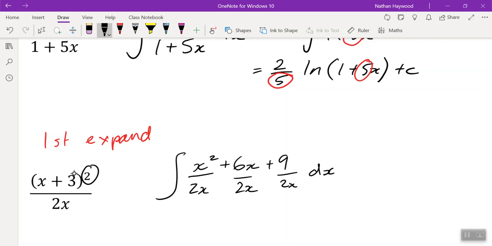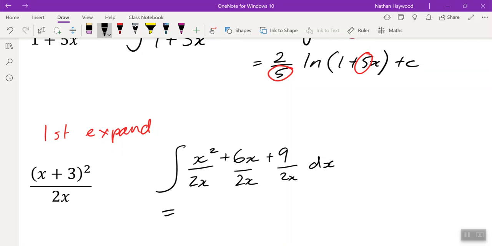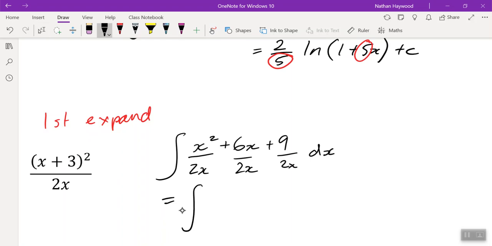Okay? This is for a squared. So this simplifies further. X squared divided by 2x. That's pretty easy to integrate. What about this one? This one? You can't do anything.